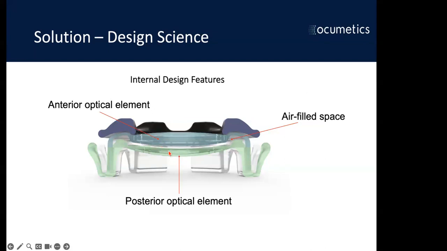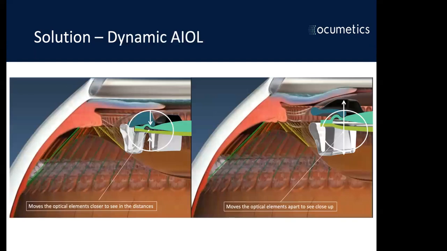So it has an anterior optical element, a posterior optical element, which is this green part, and in between there, it has air. The air is what is used to actually move that lens up and down so that you can see far, intermediate, and in a near configuration.